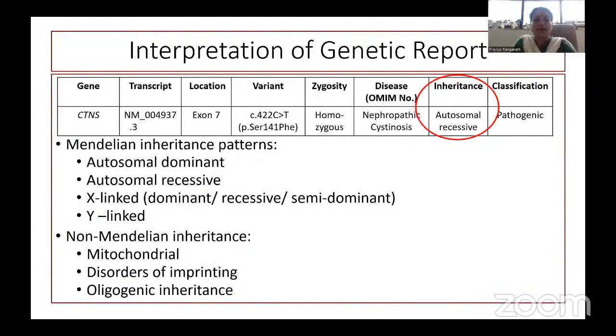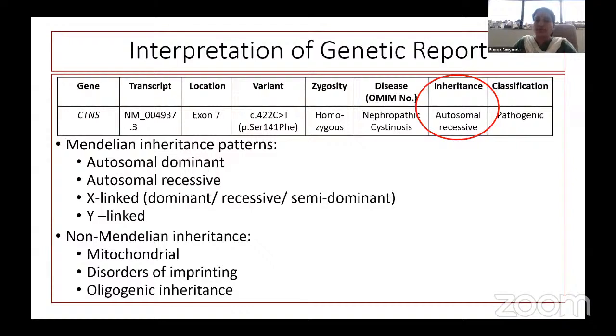Next, moving on to the inheritance patterns, we know that depending upon the mutation identified and which gene you have identified it in, you can identify the exact inheritance pattern. So the Mendelian inheritance patterns include autosomal dominant, autosomal recessive, X-linked and Y-linked. Now you can see I have written X-linked here because for X-linked disorders, there is actually a spectrum of manifestations in females. Females may sometimes be completely asymptomatic carriers, and sometimes they can manifest disease almost to the same extent and severity as the males.